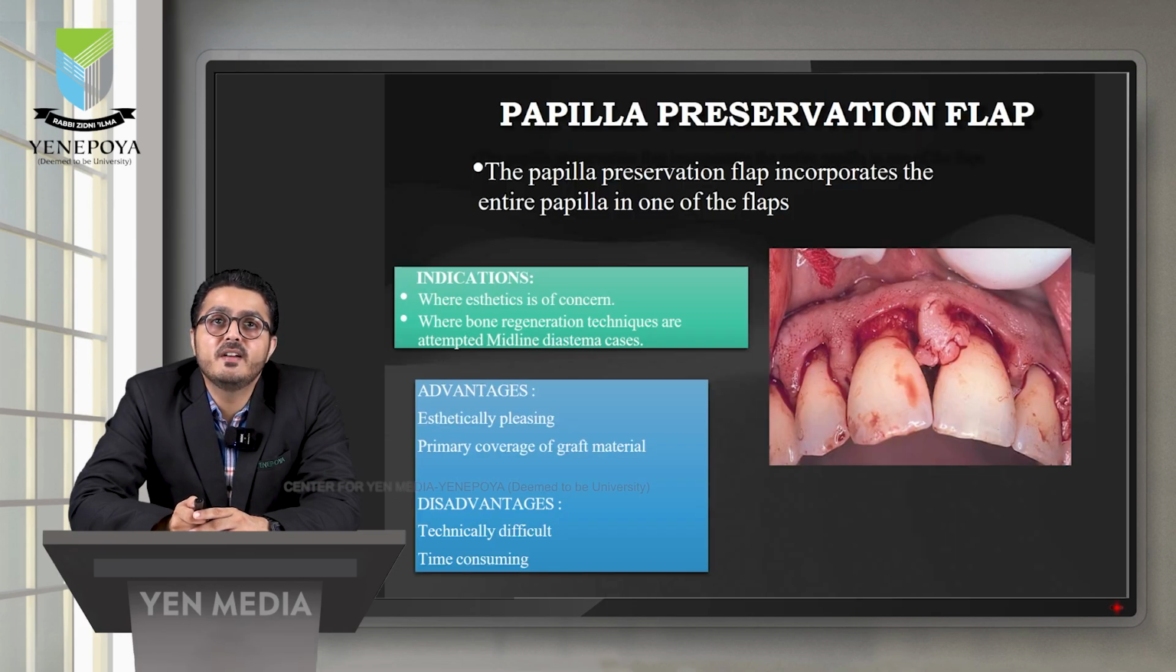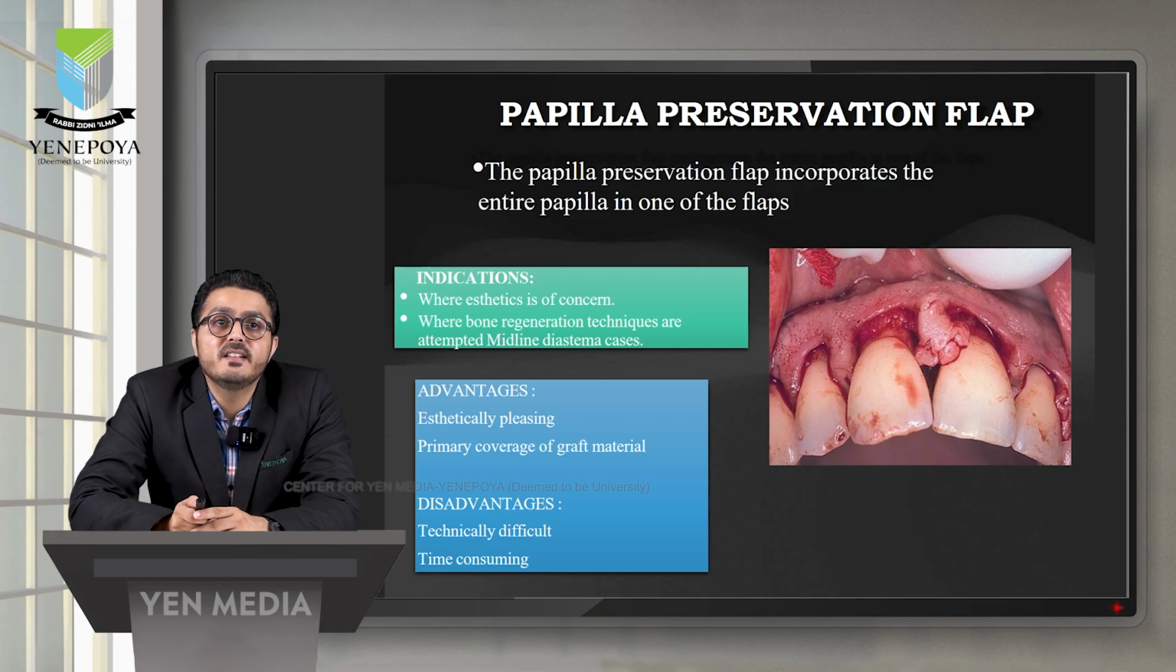Then we have the next flap, that is the papilla preservation flap. As the name suggests, here we try to preserve the papilla, or we try to not cut or split the papilla. The papilla preservation flap incorporates the entire papilla in one of the flaps. So it can be on the buccal side or it can be on the palatal side.